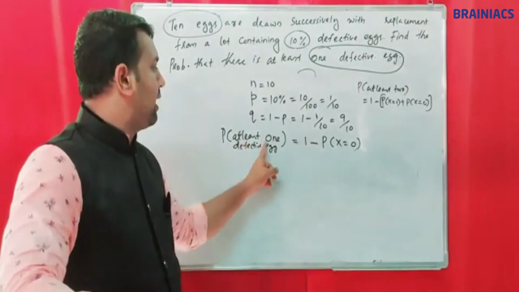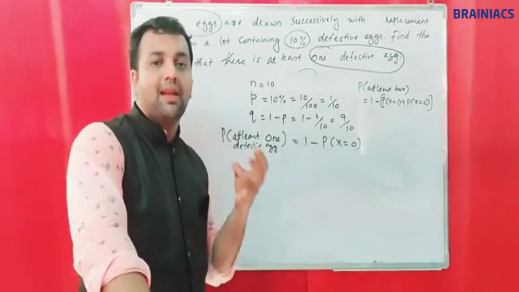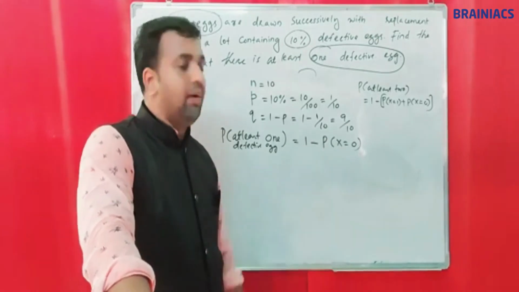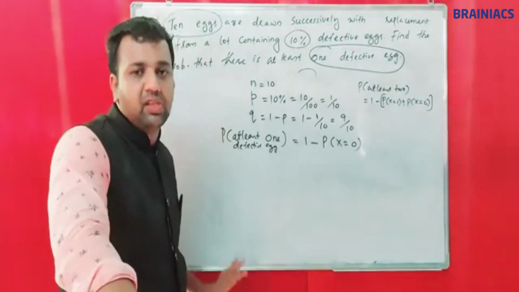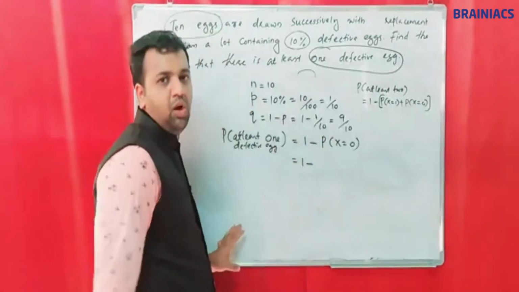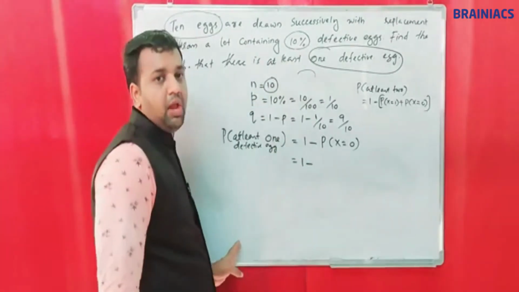Okay, so there are 10 values in all. To avoid these 10 values and a big, time wasting calculation, we can use the shortcut method, 1 minus P of x is equal to 0. So the answer will be 1 minus P of x is equal to 0. Now n is equal to 10, so we can use binomial distribution.